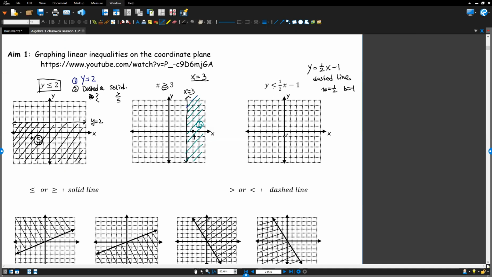The slope is 1/2, and b is negative 1. Slope 1/2 means move to the right 2 and up 1, right? Right 2, up 1. Right 2, up 1. That's the point. To the left, 1 down for each 2 to the left, another 1 down. But it should be a dashed line, so I'm going to use dashed.